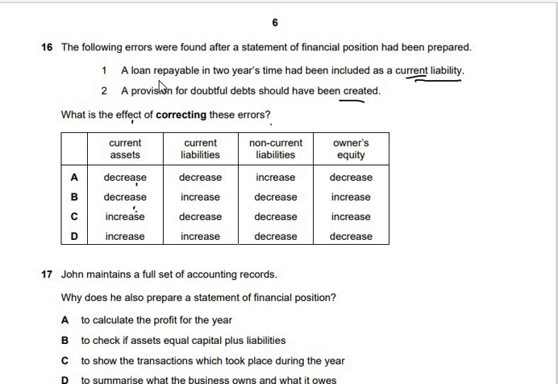So I'm looking at 1 and B. All right, and the current liabilities have also to be decreased, because a loan is a long-term liability and we have overstated the current liability. So I'm here. All right, non-current liability has to be increased because loan is a non-current liability, and owner's capital will have to be increased as well. So the answer is A.